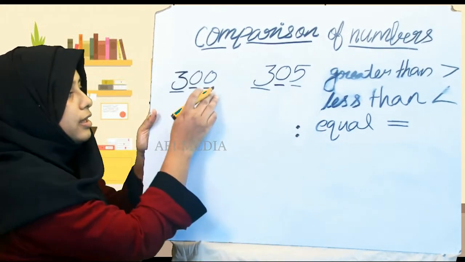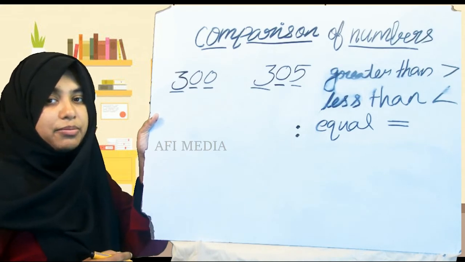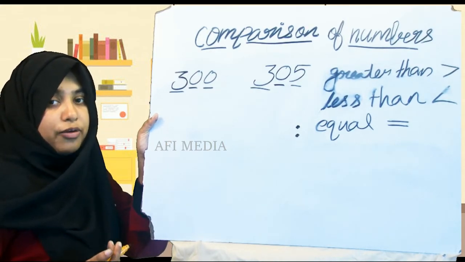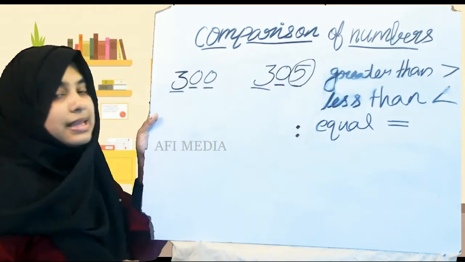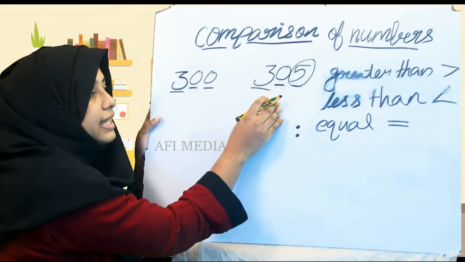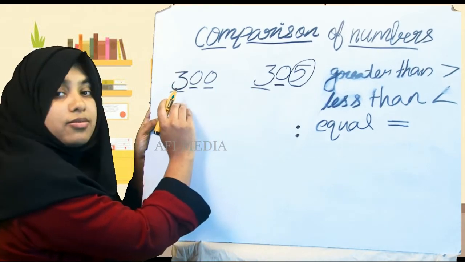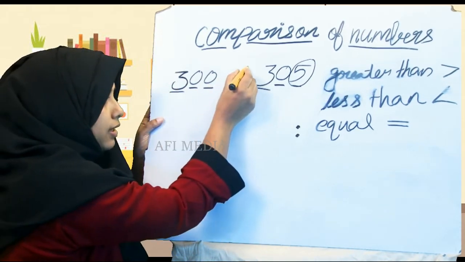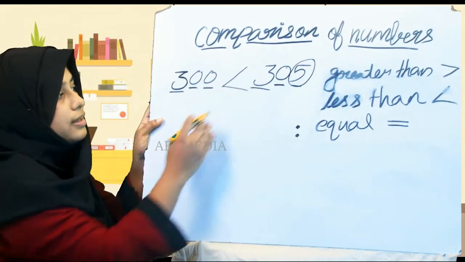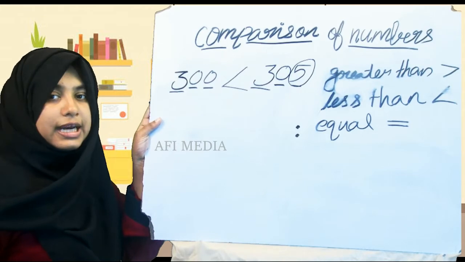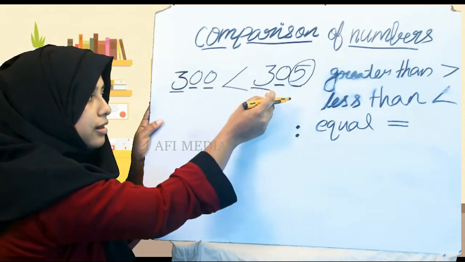The next one, we check the ones place. Here 0 and here 5. Which is the greater number, 0 or 5? Yes, 5. Here 5 ones, that means 305 is greater than 300. So we open the mouth toward 305. Of 300 and 305, 305 is greater.